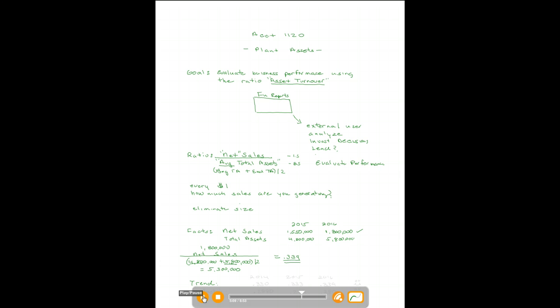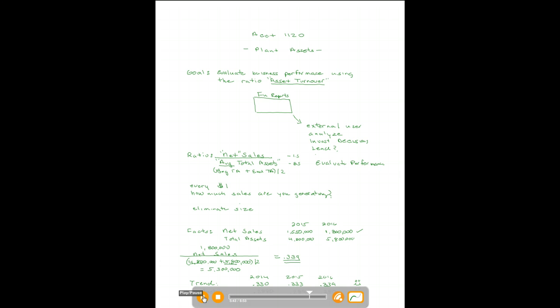If you looked at our trend from 2014, 2015, and 2016 by computing this ratio for each of those periods, and in 2014 it was 0.330, and in 2015 it was 0.333, and now in 2016 it's 0.339, you would say that that is a positive trend, and if that continues, that will bode well for this as an investment.